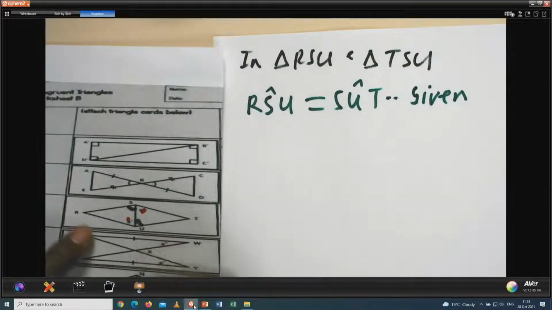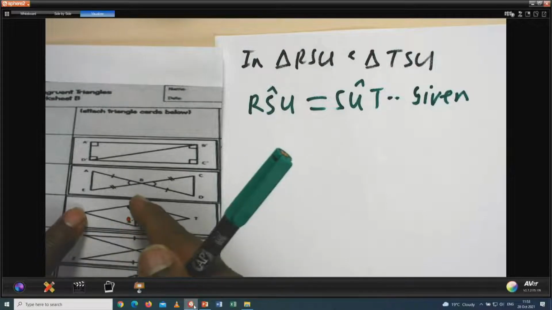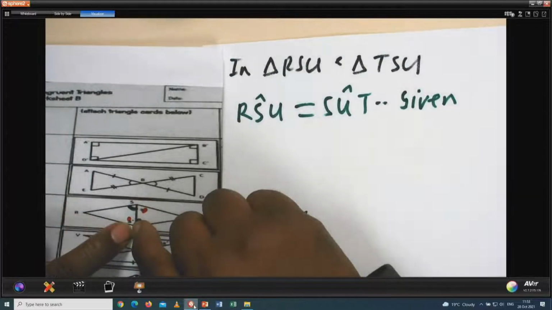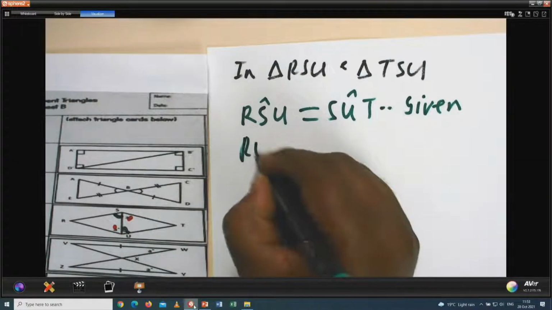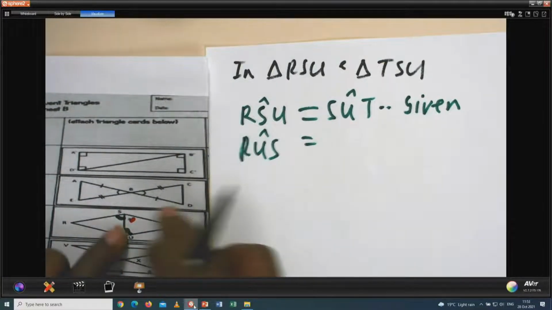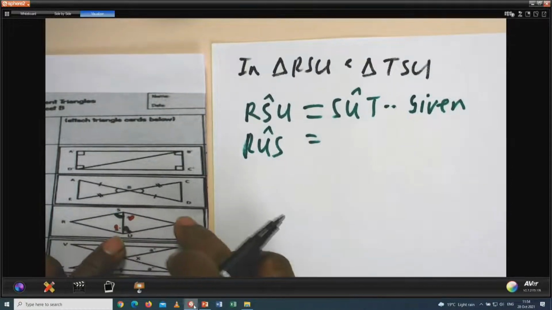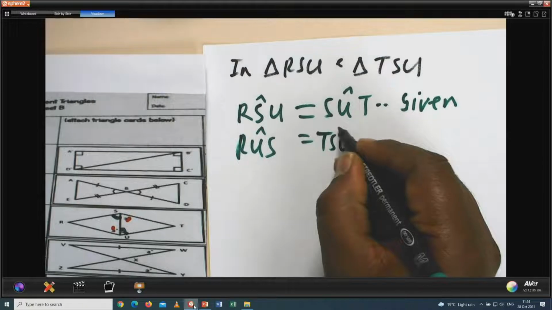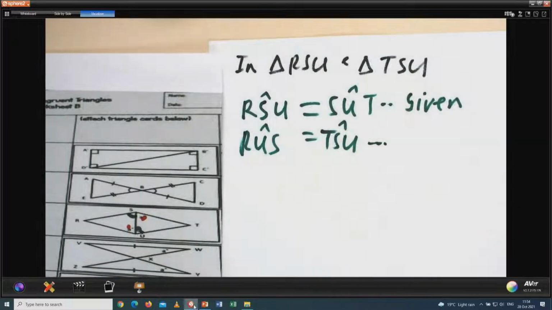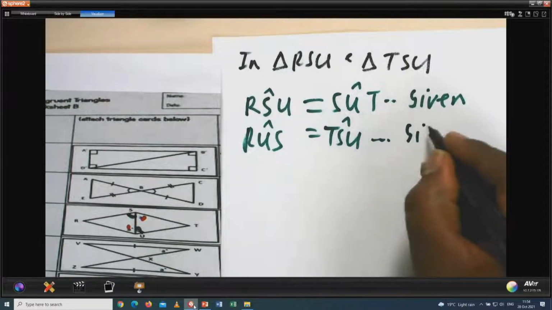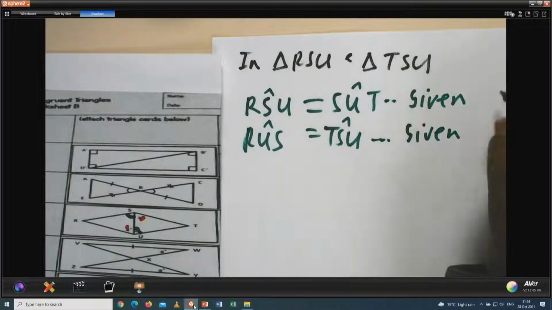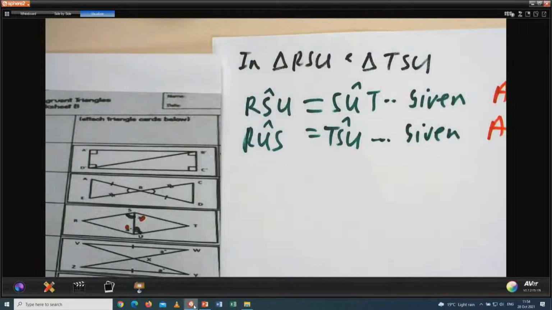There is another angle here, RUS. The first letter R, the last letter S, U is the middle. RUS. Angle RUS equals your last letter or your first letter, TSU. Because I know some of us have challenges with naming of angles. But what is the reason? We are also given. So far we've got 2 conditions. Now we need a 3rd condition.